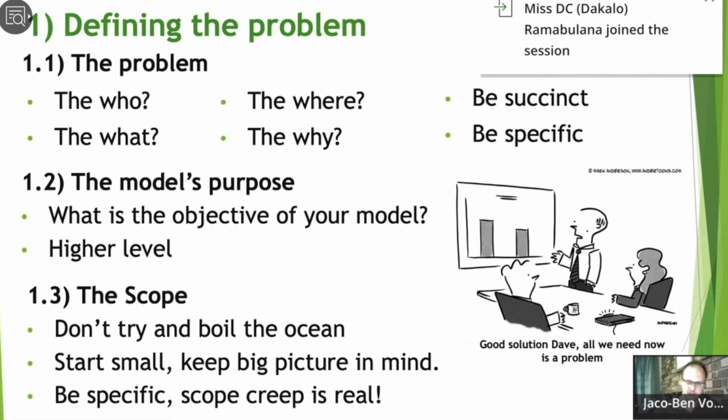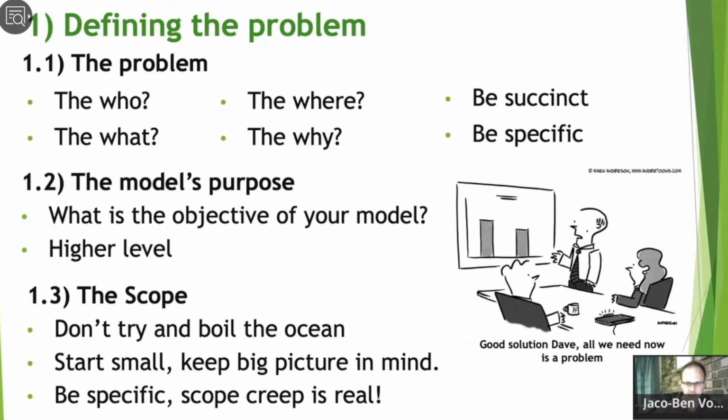If you start too big, it is incredibly difficult to cut out sections of your model and still keep it working, right? So it's easier to go big. It is much more difficult to go smaller. And be specific. Scope creep is real.